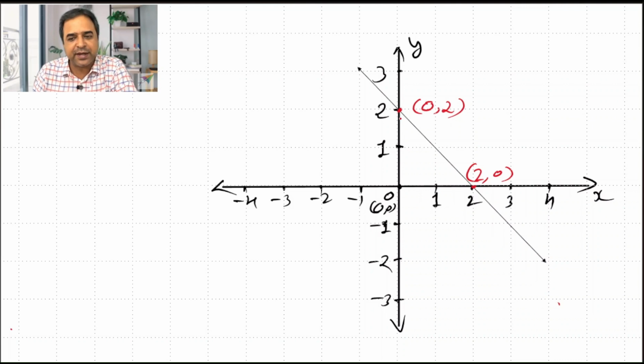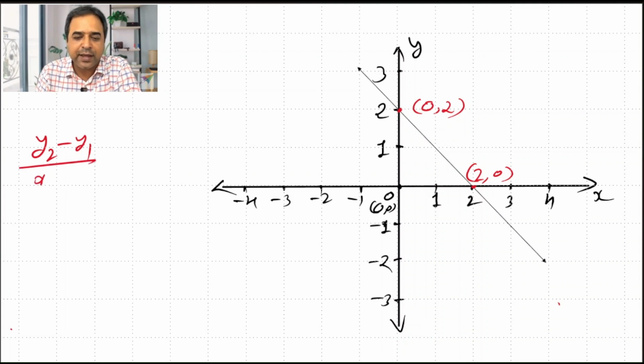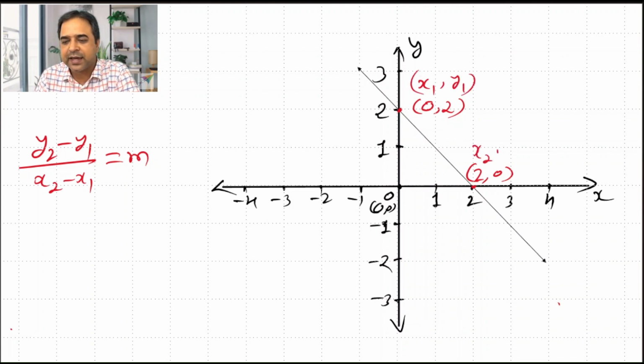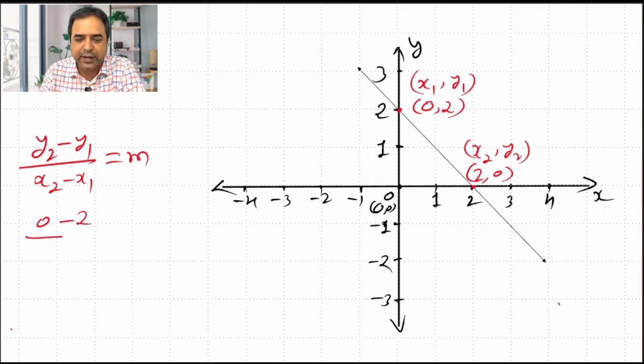If you want to find out the gradient for this, the formula for the gradient is (y2 - y1) upon (x2 - x1). You can denote this gradient as m. Which one is x1 and which one is x2, which one is y1 and which one is y2? You can take any of that. Suppose this one is x1 and y1, and here it is x2 and y2. So y2 minus y1: what is y2 over here? You will say 0. What is y1? You will say 2. So 0 minus 2.